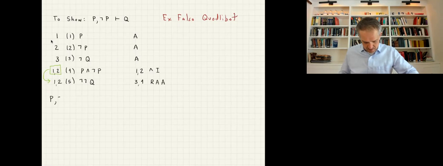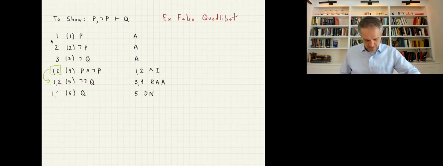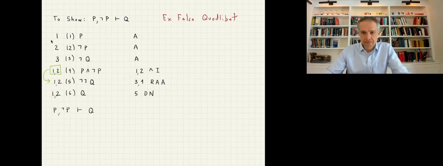It's P, not P. Oops, there's a missing line here. I haven't finished the proof yet. Let me go back. So what I meant to do here was finish by changing that not Q to Q. So from 5, double negation follows from 1, 2. And now I have what I wanted to prove. So P, not P, gives me Q. Okay. So that's the end of this proof, ex falso quodlibet.